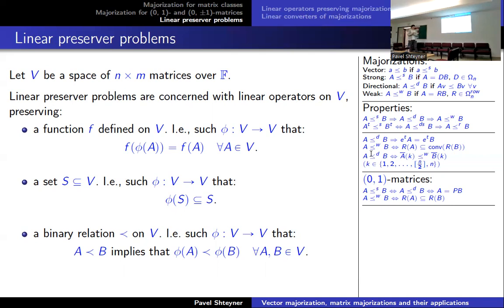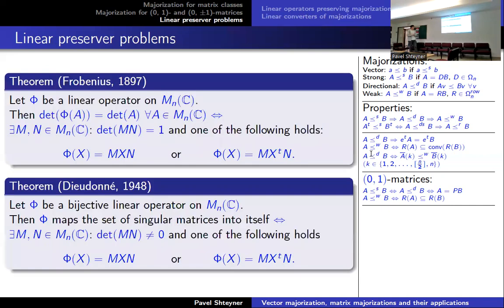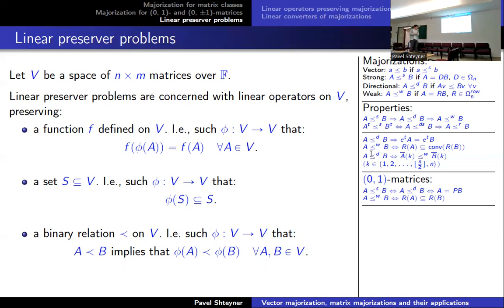For example, a determinant. An example of operators that preserve a function: this function here is a determinant. An example of an operator that preserves a set is this. Here, the set is the set of singular matrices. And what we would be interested in are the linear operators that preserve a binary relation.